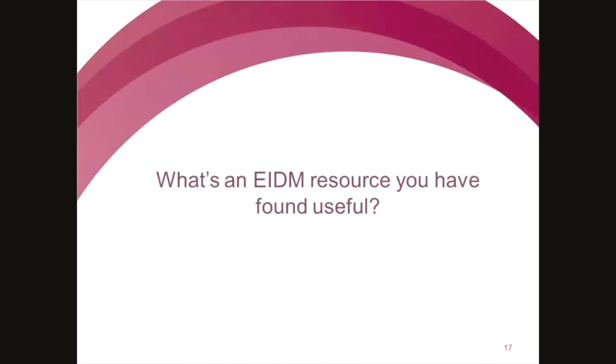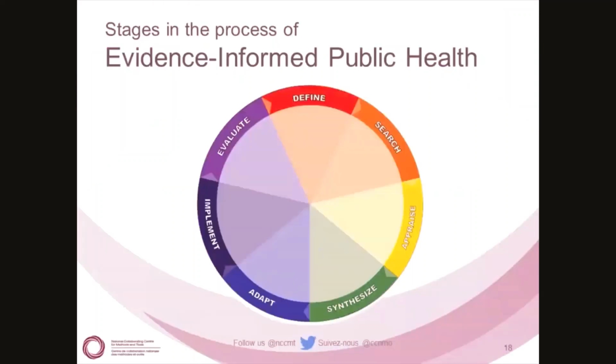So we'll move then to the second question that we asked our presenters, which is, what's an evidence-informed decision-making resource you have found useful? I'll just introduce a little bit of context around that question, and that is to do with this model. Many of you have probably seen this. We call it the wheel: stages in the process of evidence-informed public health.